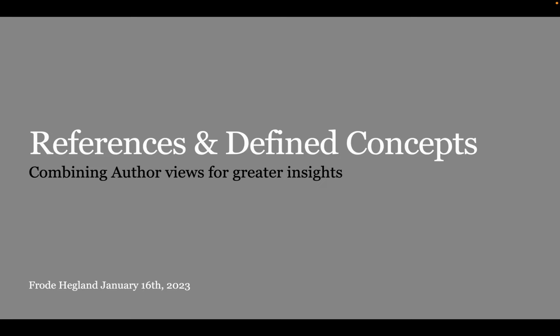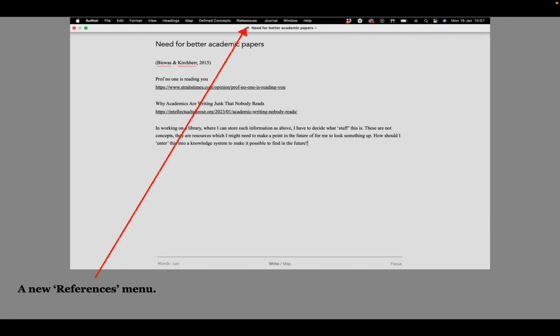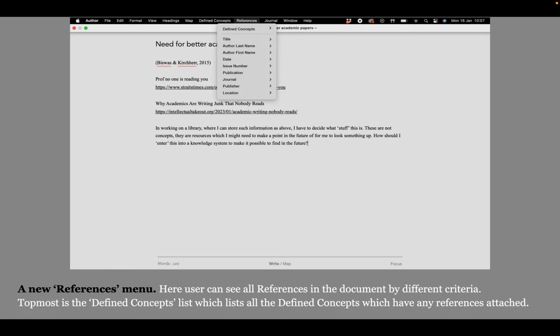The whole point is to make it easier to find references once you've added them. So the approach is to use the map a little bit for that. First of all, we would have a references menu. Click on that and you will be able to look at all your references by title, author name, date, and so on. This is all the references that are used in your current document, so most likely you would use the journal for this. It will also work in the document you're writing on.